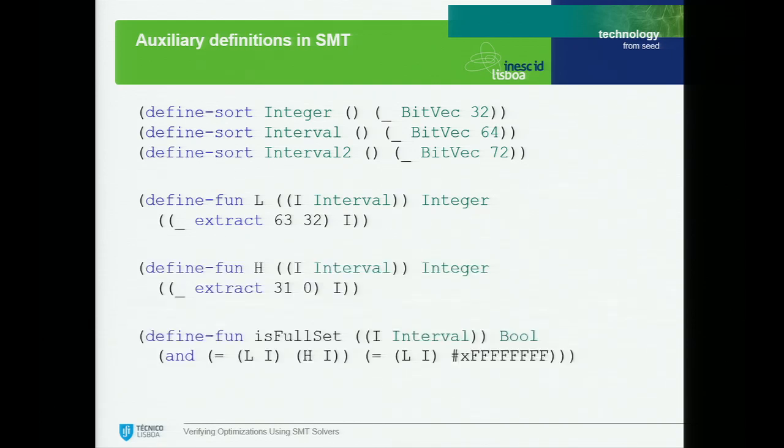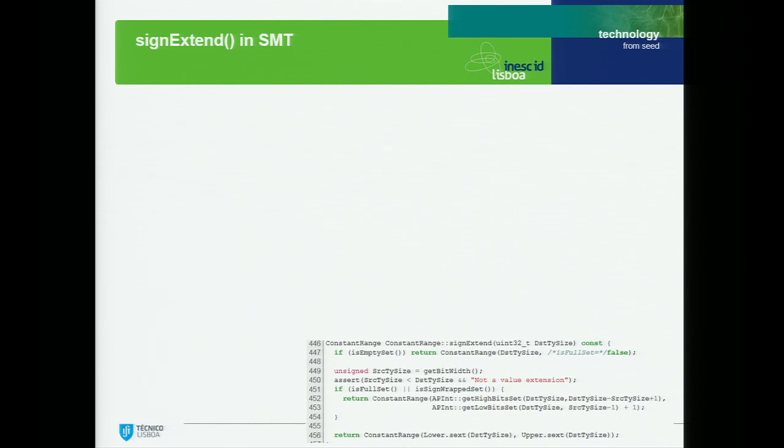Then we can define all the auxiliary functions like isFullSet. This is just copy-paste from the C++ code, okay? You just put the parentheses before the function names, and this is equal to whatever is in C++. Of course, there are also isEmptySet, isSignWrappedSet, whatever, but I'm not showing them here. Okay, so let's convert signExtend to SMT. It's pretty simple. We define this function, signExtend, that takes an interval of 64 bits and returns an interval of 72 bits.